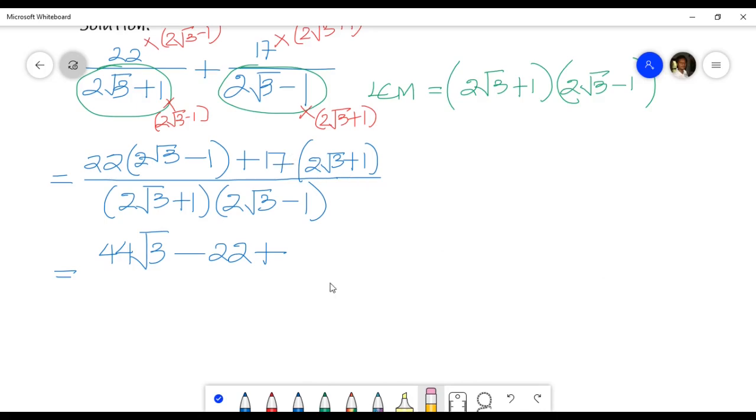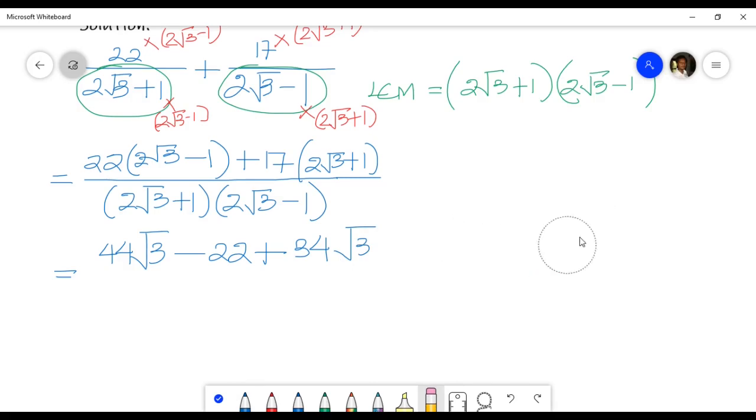17 set of bracket or multiplier. 17 into 2 root 3. Let me just explain to you here how we can multiply that. 17 into 2 root 3. 17 into 2 would be how much? I think you know the table of 17, right? 17 2s are 34. So we get it as 34 root 3. And we will just replace the value over there as we open the bracket. 34 root 3.